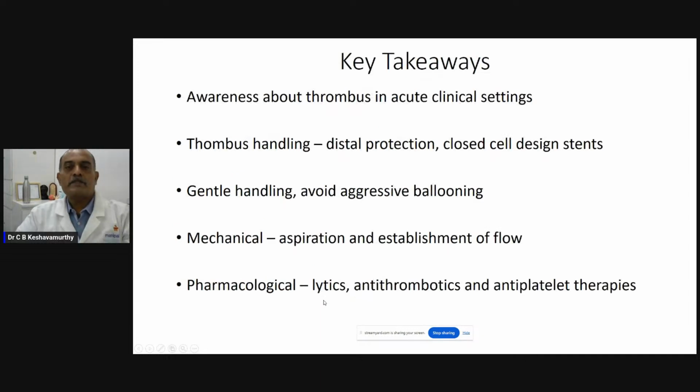So what are the lessons learned from this case presentation? Awareness about thrombus in acute clinical settings and how to handle them. Like I said in the first slide, thrombus behaves like a hidden dragon. Sometimes, depending on the age of the thrombus, if it is very early in the stage, if patient comes within a few hours, it responds very beautifully to thrombolysis. You cannot even see a trace of thrombus with the thrombolytic agents alone.